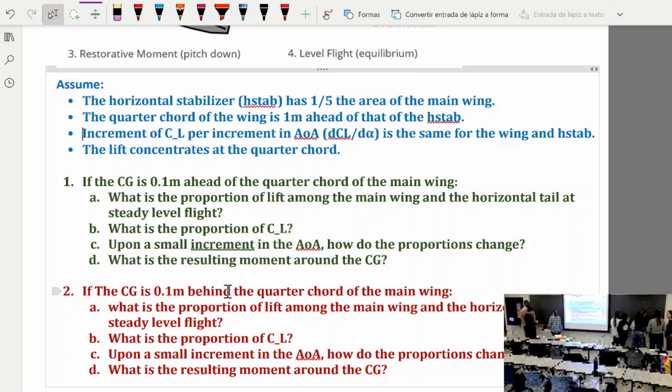How's it going here? It's going good. Working on part D. Okay. So what's the answer to part C? We got, for a given CL naught increment of both sides, the proportion of the difference of CL is 6 over 11.